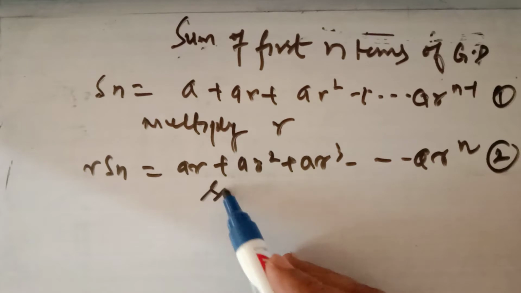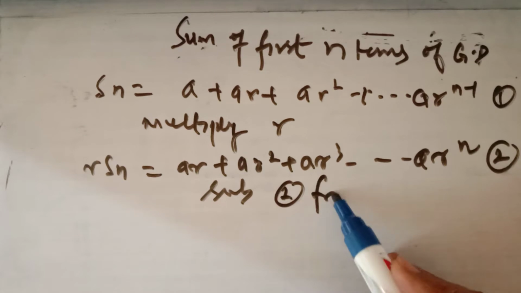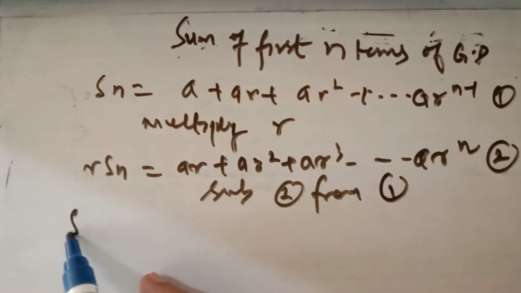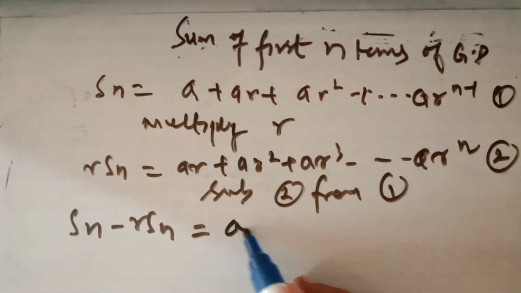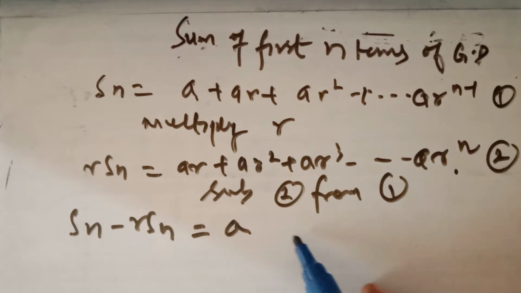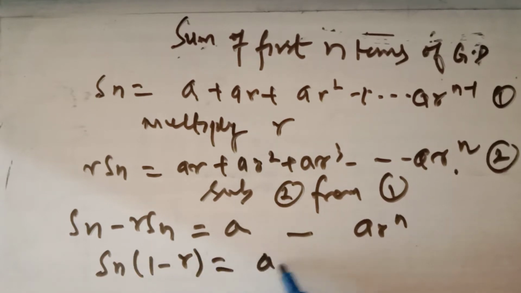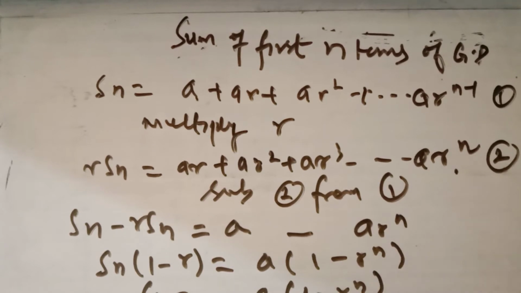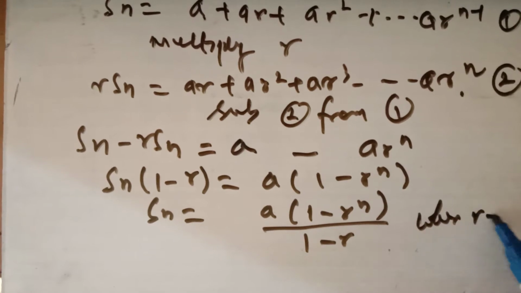Your second, if you subtract the second equation from 1, you will get Sn minus r Sn, and if you subtract it, you will get only this term at the first and this term at the end only. See the terms carefully. So you can take Sn common, to 1 minus r, and you can take a common. So Sn will be equal to a times 1 minus r raised to power n upon 1 minus r, where r should not be equal to 1.